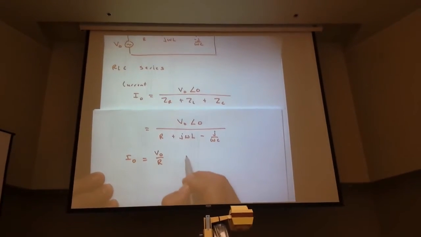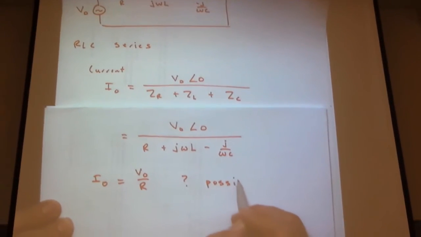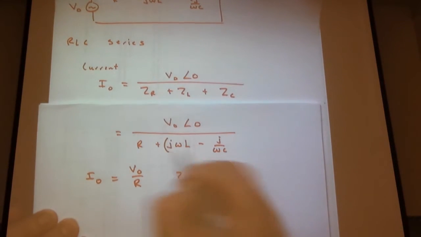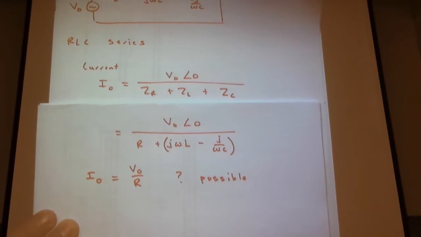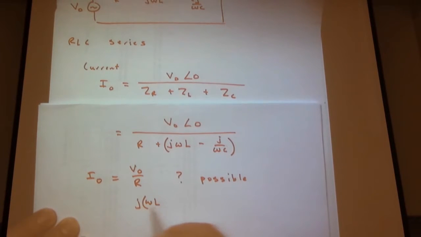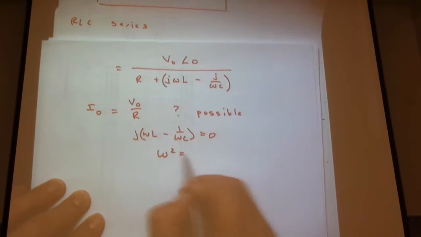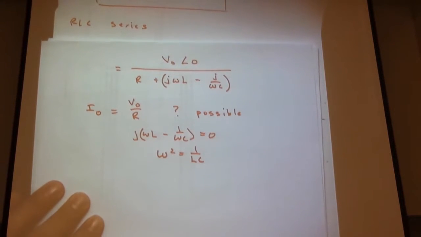No, we'll do it down here. V naught over R, question mark. Possible? That would just be Ohm's law. It's like the inductor and the capacitor don't exist. Is that possible? Sure. Under what conditions? Well, j omega L minus 1 over omega C equals 0. Well, that looks a little bit suspicious. Omega squared equals 1 over LC. It doesn't go away ever.